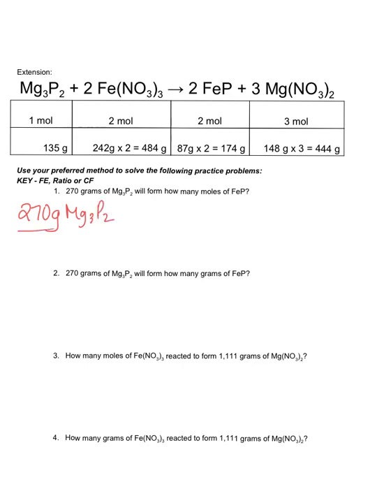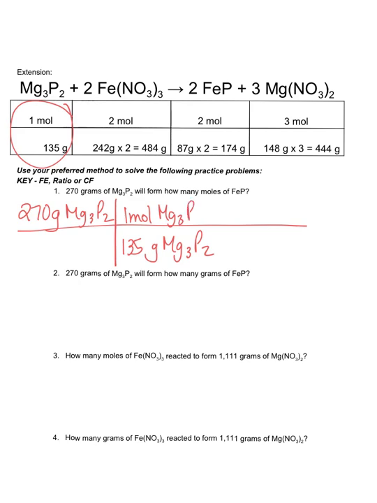Mg3P2. Then I'm going to use my conversion factor for Mg3P2, and my conversion factor is basically right here. Grams has to go on the bottom to cancel with grams on top, so Mg3P2 is 135 grams for every 1 mole of Mg3P2. So that is my first step in the process. I cancel out grams of Mg3P2 and I have moles of Mg3P2.